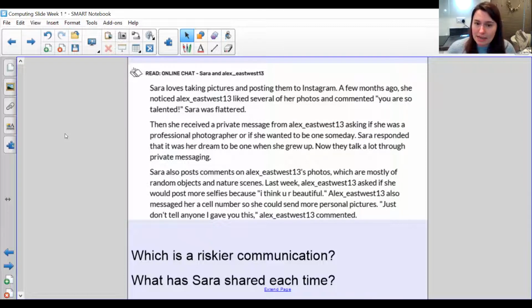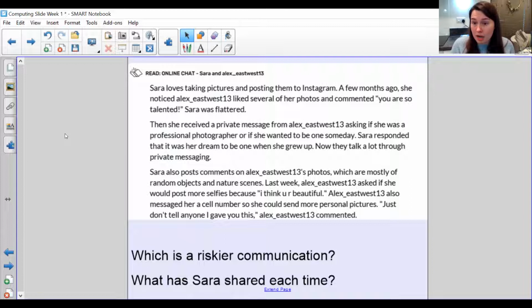Sarah loves taking pictures and posting them to Instagram. A few months ago, she noticed Alex_EastWest13 liked several of her photos and commented, "You are so talented." Sarah was flattered. Then she received a private message from Alex asking if she was a professional photographer or if she wanted to be one someday. Sarah responded that it was her dream to be one when she grew up.